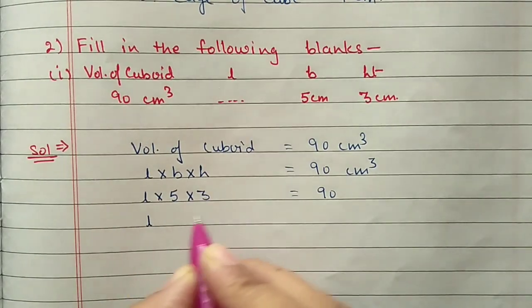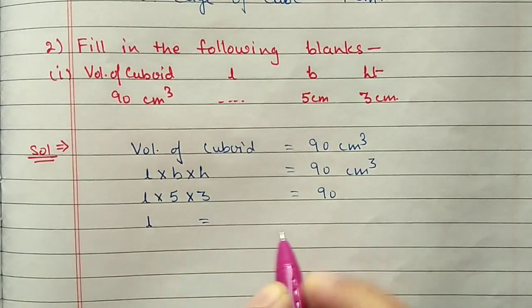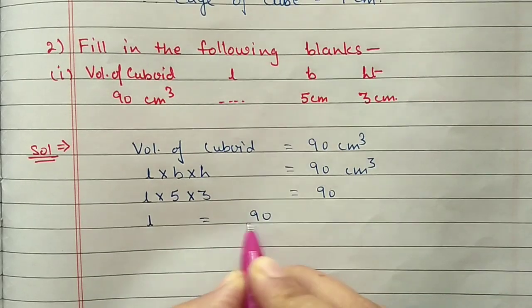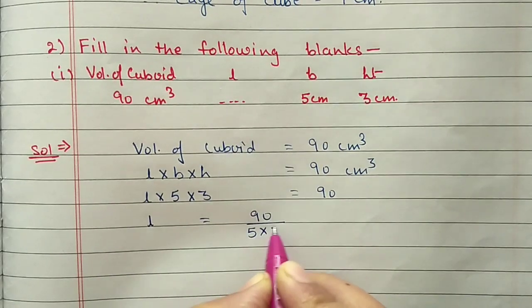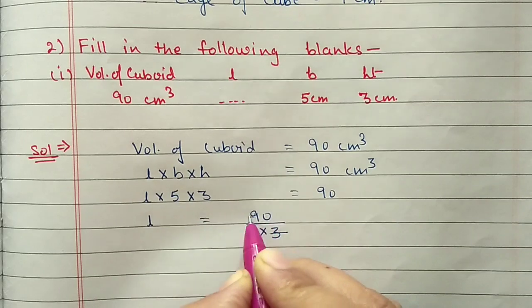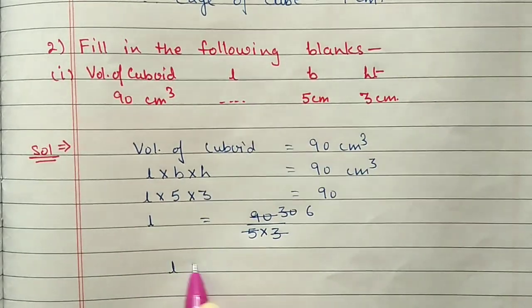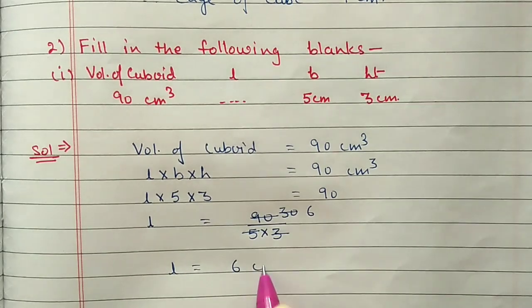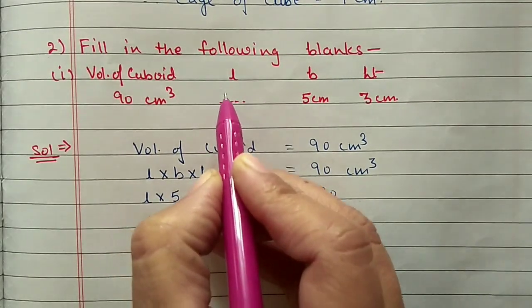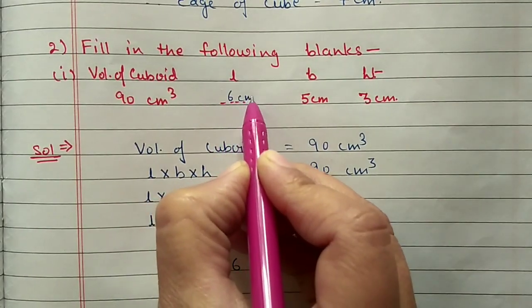Now L we will keep this side, and 5 and 3 we can shift another side. It will go for division. Now do cancellation, 3 tens are 30, and 5 sixes are 30. It means the length is equal to 6 centimeter. So here in this gap 6 centimeter will come.